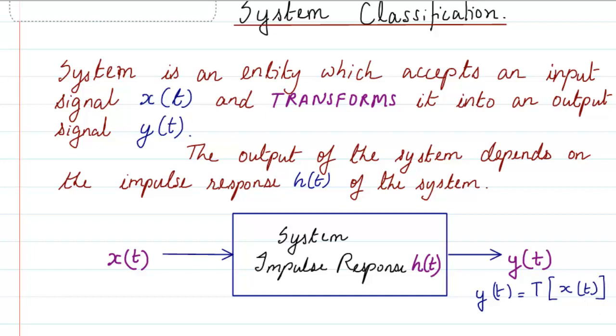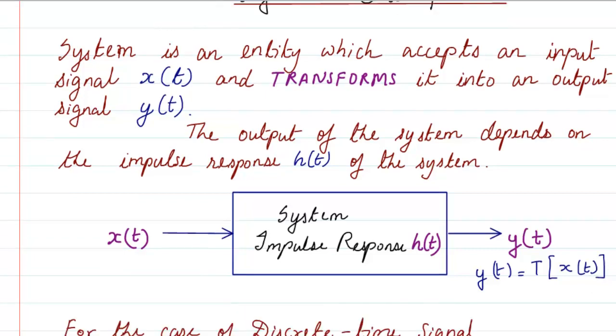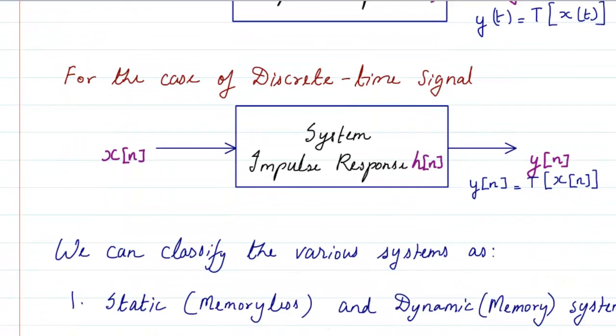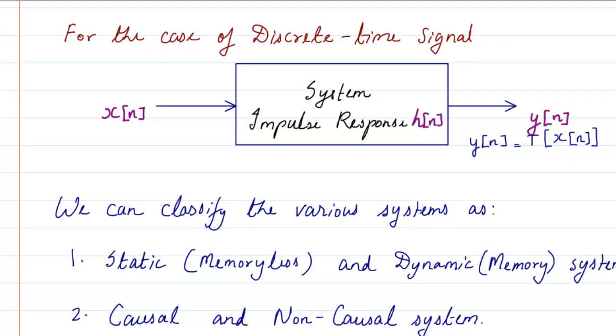If it's for a discrete time signal, then we have the input signal as x of n, the output signal as y of n, and the equation that is written is y of n is some transformation of x of n, and the system impulse response is written as h of n.